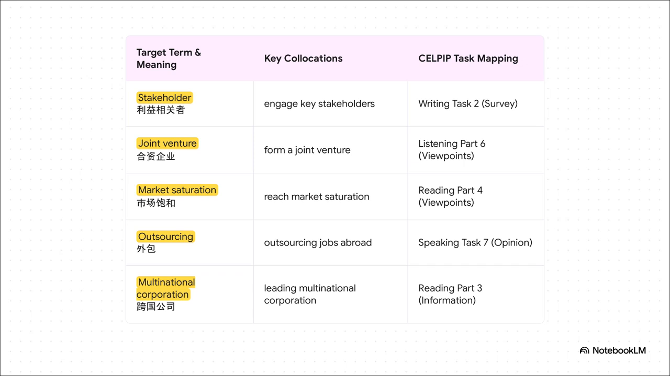In any city planning or corporate policy discussion, always suggest that we engage key stakeholders in writing Task 2. Next, joint venture. Joint venture, 合资企业. You might literally hear 2 executives agree to form a joint venture in listening Part 6.